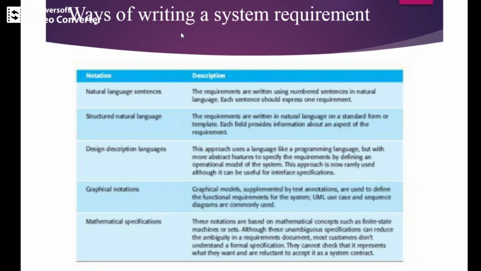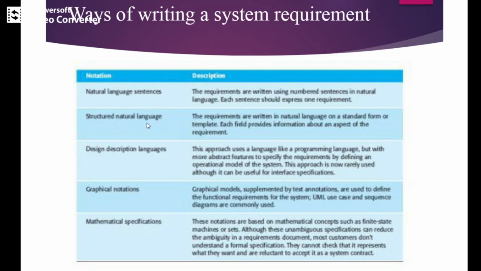So we can see the different ways of writing a system requirement. First one is natural language sentences. The requirements are written using numbered sentences. You're putting numbering in natural language. So you are writing the requirements in natural language only, with numbering. Each sentence should express one requirement. This is natural language sentences.